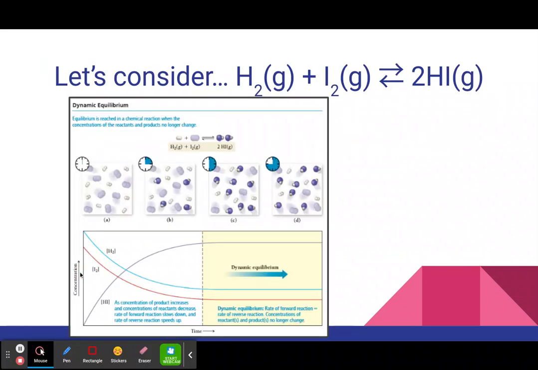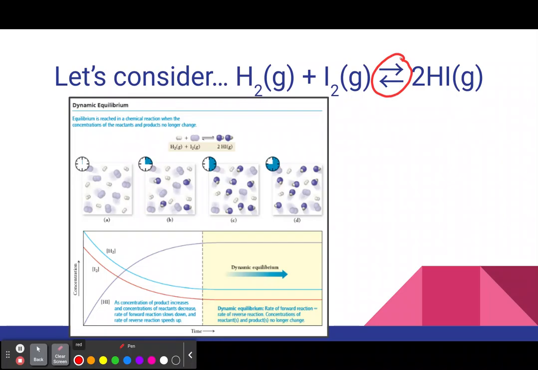So let's look at this particle diagram for the equilibrium of hydrogen gas plus iodine gas yields 2HI. The way that you can tell that we're looking at an equilibrium, everyone, is that we will have a double arrow indicating that there is a forward and reverse direction. So this is synonymous with looking at equilibrium.